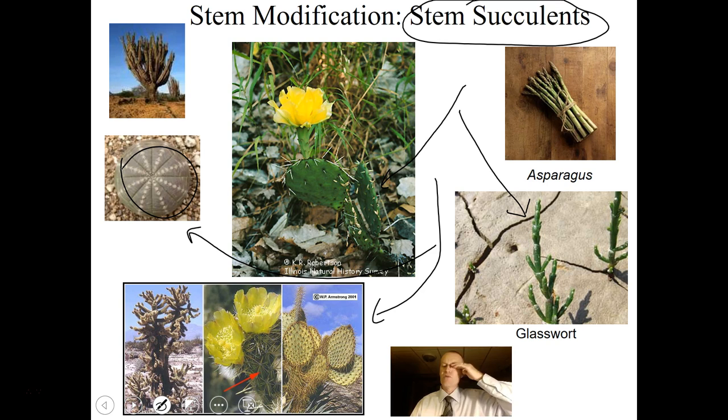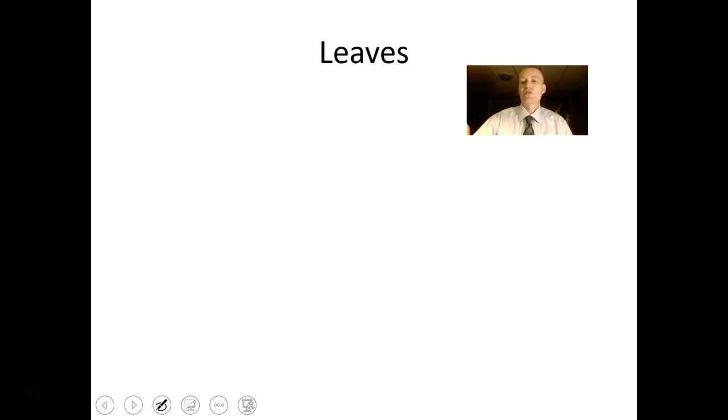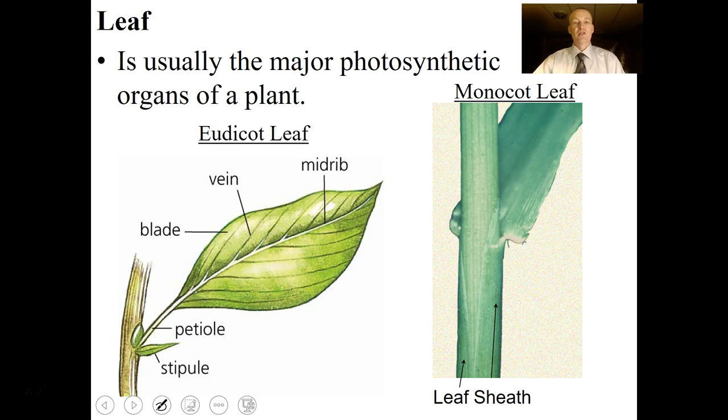And this takes us finally to the leaves, the last major organ that we're going to talk about. So the leaf is the major photosynthetic organ of a plant. There are some plants that have stems that have cells with chloroplasts in them. But you notice here the difference between a eudicot leaf and a monocot leaf.